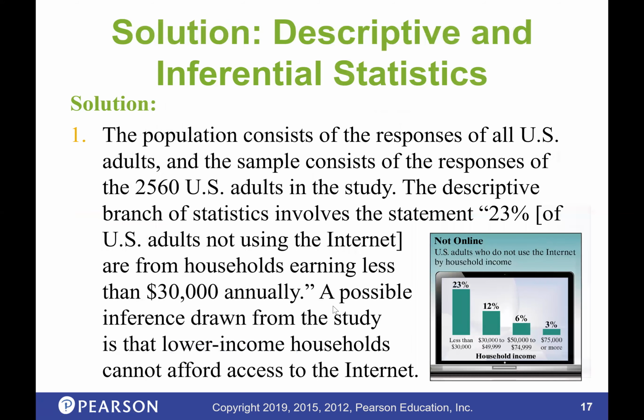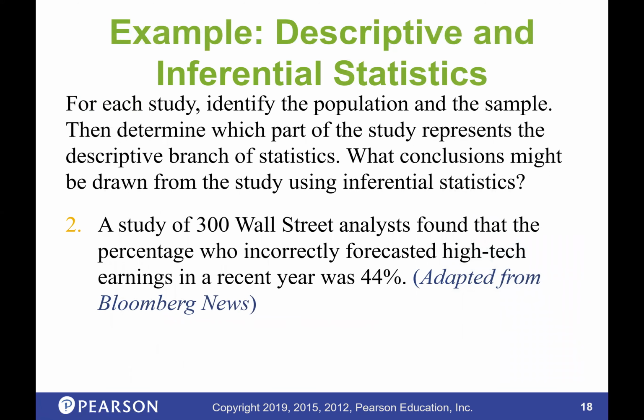A possible inference is that lower income households can't afford, or for some reason or another, do not have internet. So there's an inference to the population then. Notice the descriptive statistics actually lay the groundwork for the inferential statistics. Okay, another one here. How about this? We're going to identify the population, identify the sample, determine which part of the study represents the descriptive branch of statistics, and then what conclusion we can draw using inferential stats.